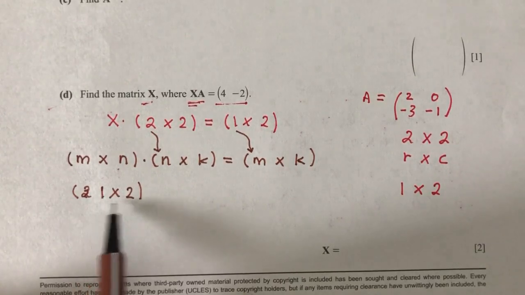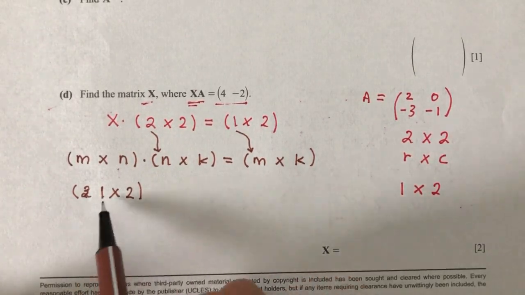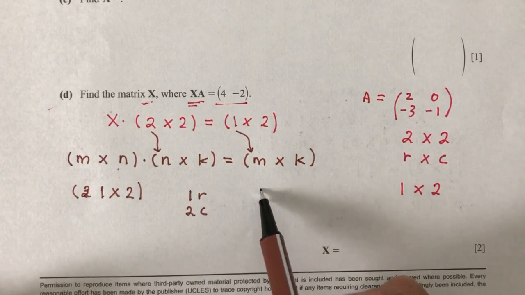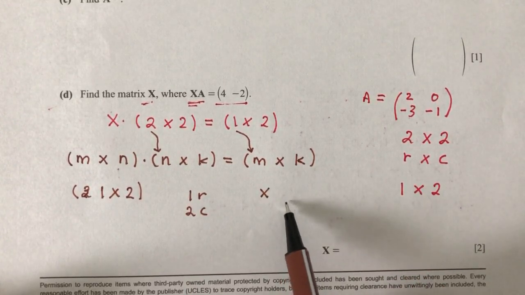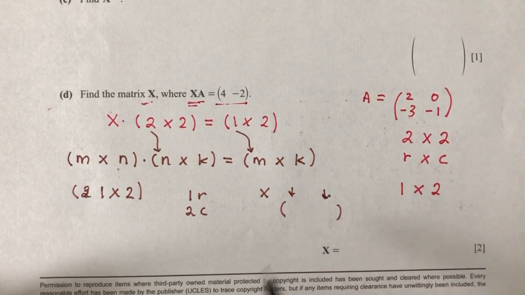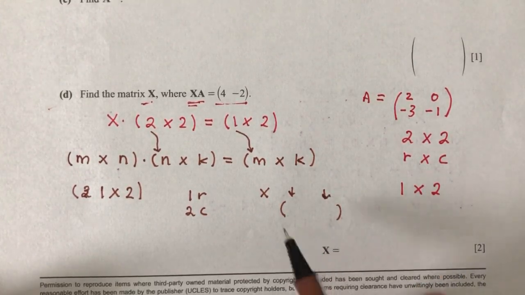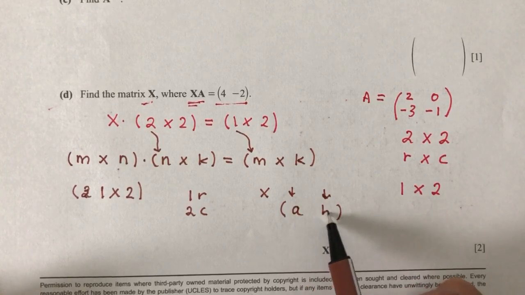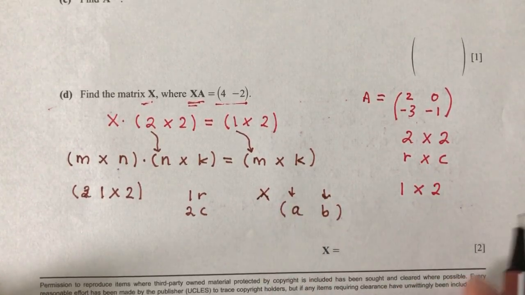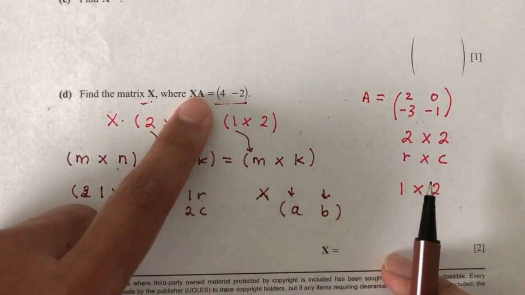So the dimension of X is 1 by 2. It means that it has 1 row and 2 columns. X will look something like this: 1 row and 2 columns, which is 2 entries. But we don't know the values of X, so we can just write a, b for now. Since we know this already, we can replace it back in the equation to find these values.